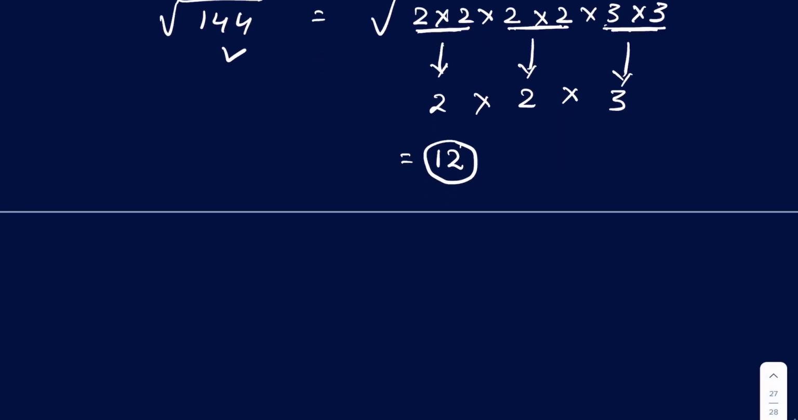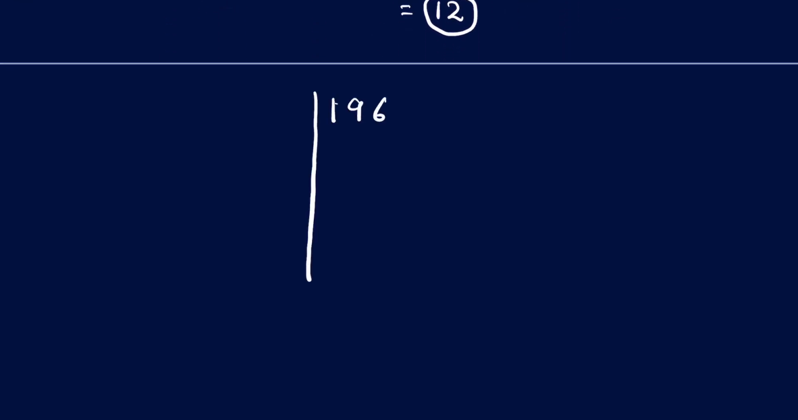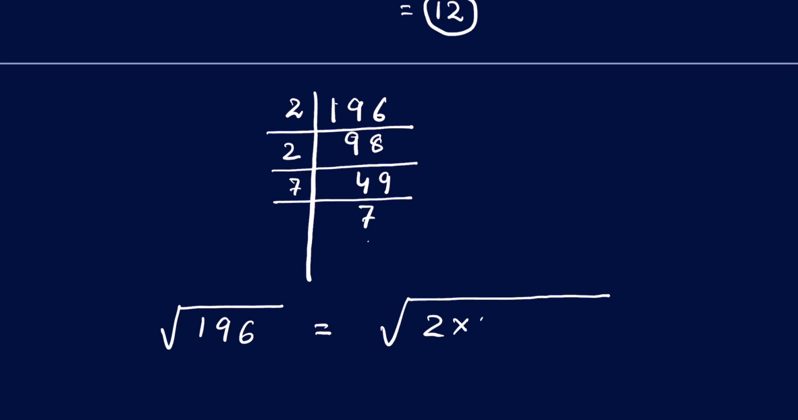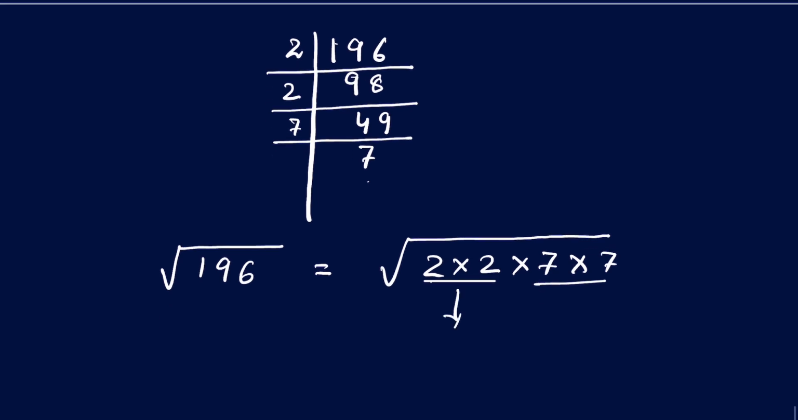Let's take another example, 196. Let's factorize it. 2 times 98 is 196. 2 times 49 is 98. 7 times 7 is 49. Now 7 is also a prime number, so we stop here. Now square root of 196 can be written as square root of 2 times 2 times 7 times 7. Now pair them. There are two pairs. So we can take out one number from each pair: 2 multiplied by 7. So the square root of 196 is 14. You always group the same numbers so that you can take out one of the numbers from the group.